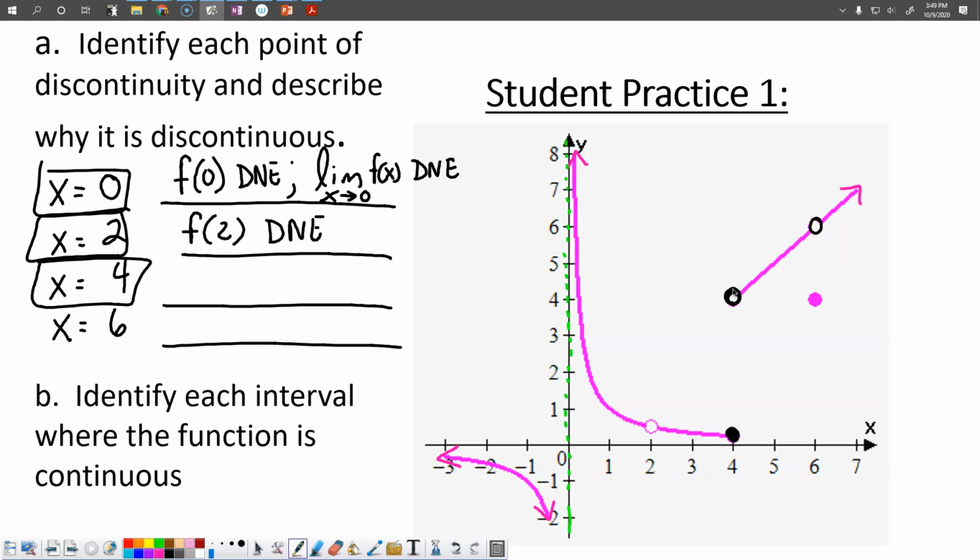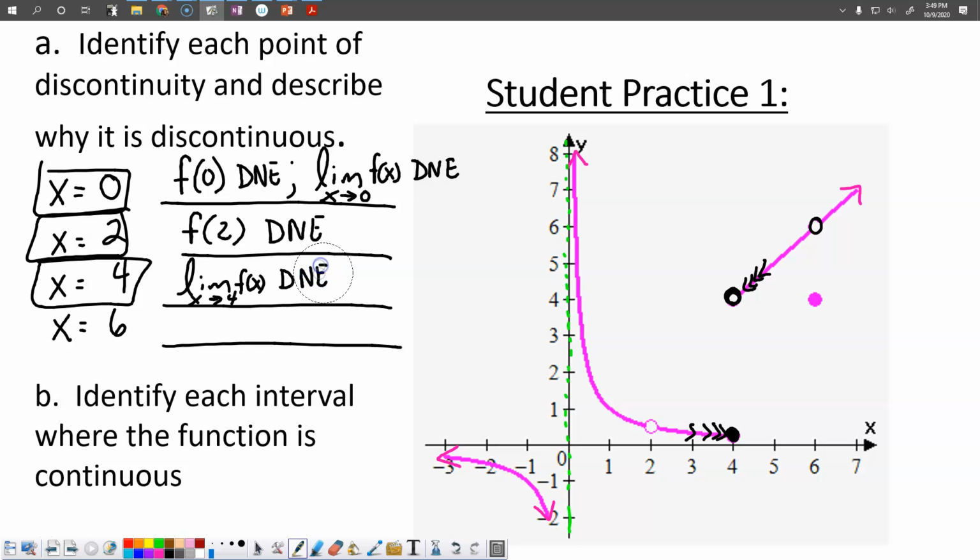And when that happens, the problem is that the limit from the left and the limit from the right don't match up. We don't meet up at the same point. And when the limit from the left and right don't match up, well, that would indicate that the limit doesn't exist. So the limit as x approaches 4 does not exist.